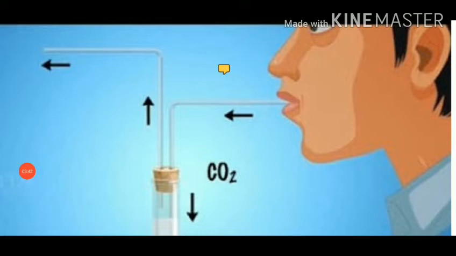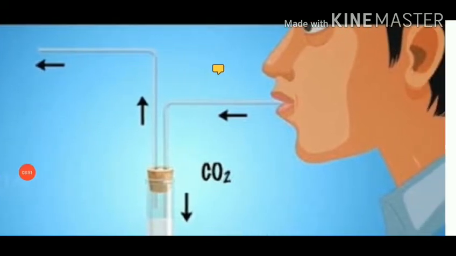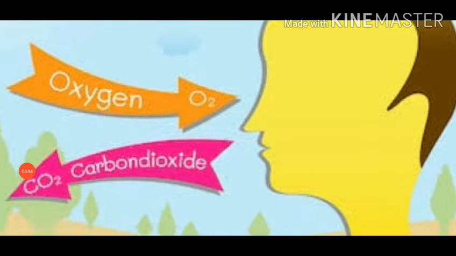As we have discussed earlier, inhaled air is rich in oxygen. This oxygen is taken to the cells through blood, where it is used up in respiration. One of the products of respiration is carbon dioxide, which needs to be thrown out of the body. So this carbon dioxide travels back to the lungs through blood and is exhaled out.